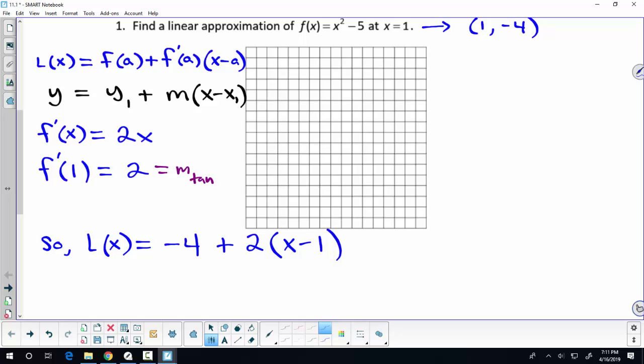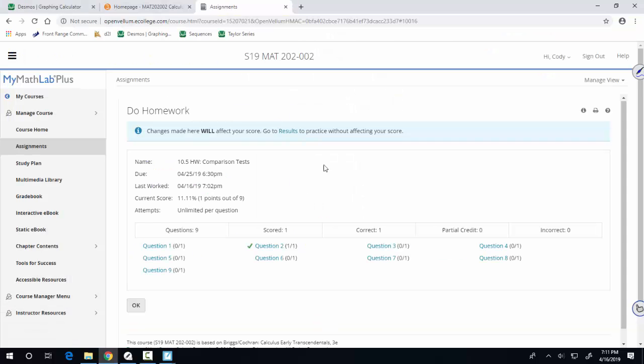So I'm gonna leave it like that because we'll see in a moment it allows us to fit that into the theorem that's presented. But yeah, it's 2x minus 6. So okay, we found the linear approximation. I'm just gonna graph that on the computer instead of by hand.